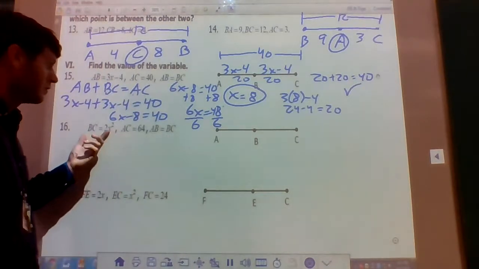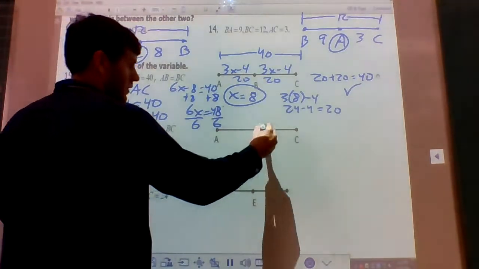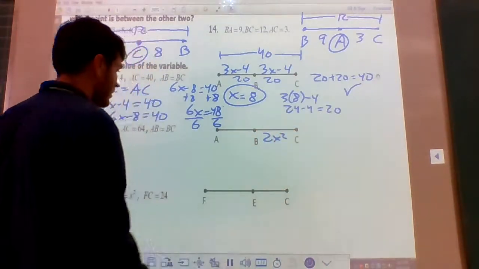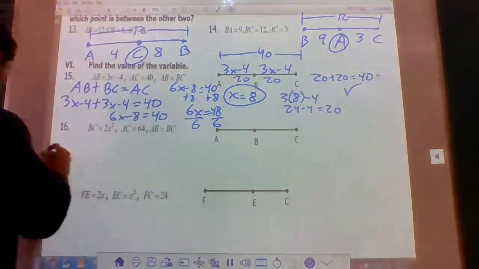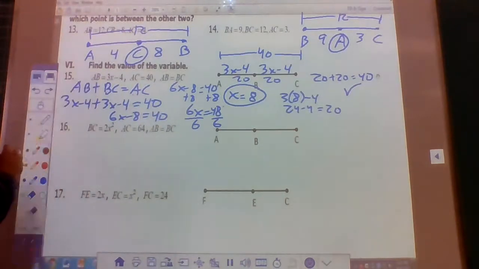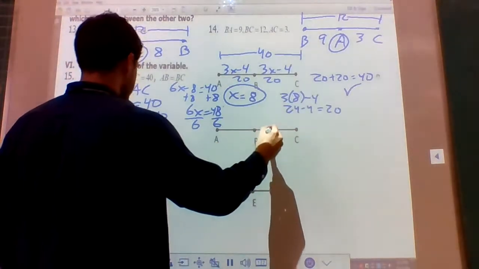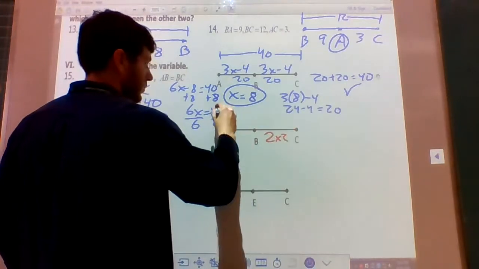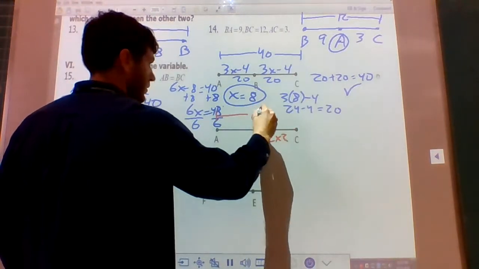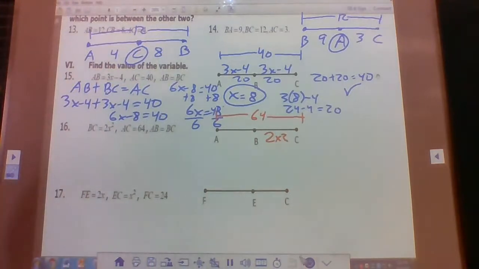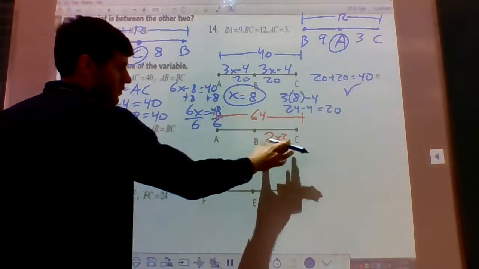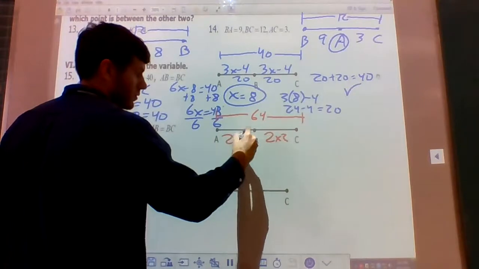AB, we don't know. BC is 2x squared. AC, the whole thing, is 2x squared. We know this whole thing is 64. And AB equals BC, so since that's 2x squared, this is also 2x squared.